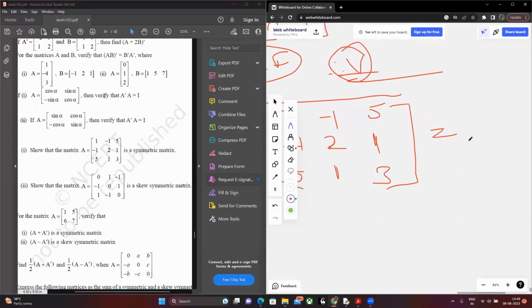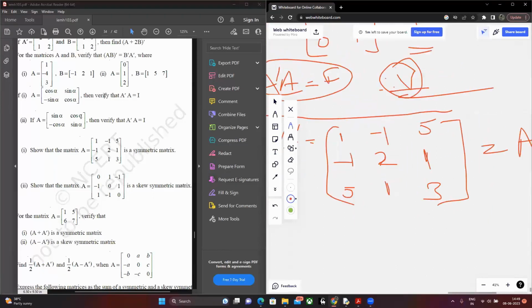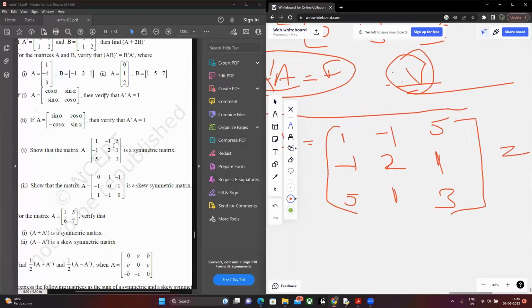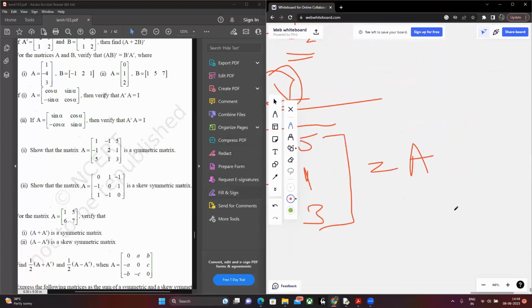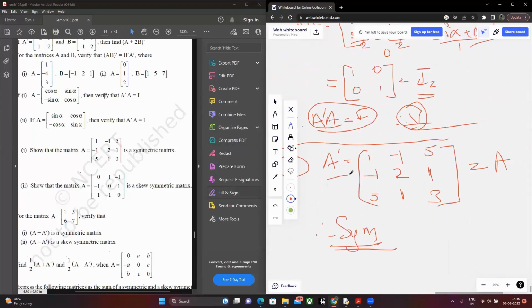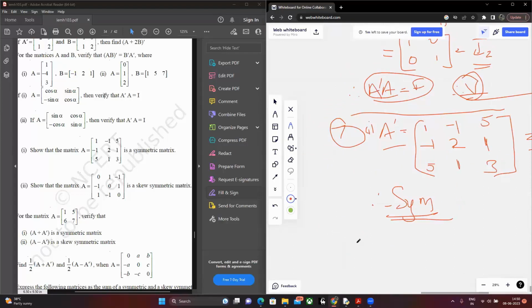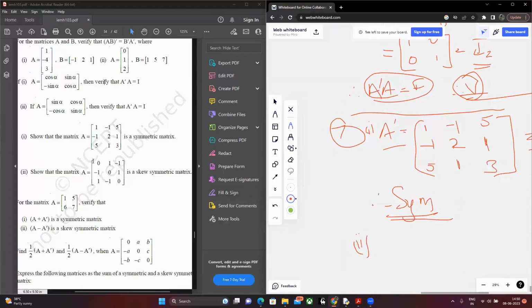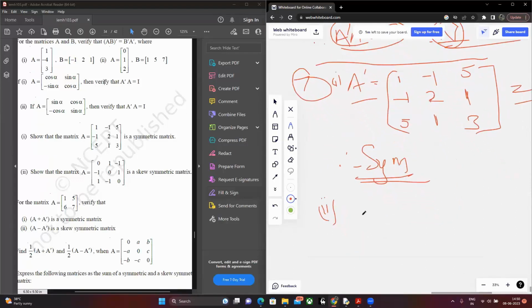And you can see that this is basically equal to what is A over. Because 1 is equal to 1, minus 1 is minus 1, 5 is 5. Minus 1 is minus 1, 2 is 2, 1 is 1. 5, 1, 3 is 5, 1, 3 again. Right? Therefore, it is symmetric. Because A dash is equal to A, and that is the necessary and sufficient condition. That is part 1.